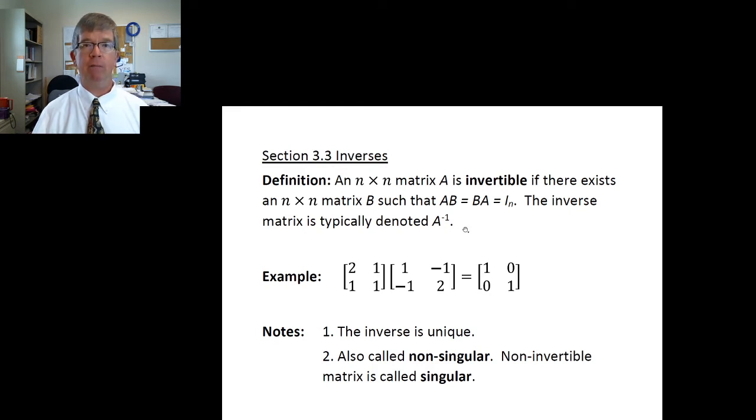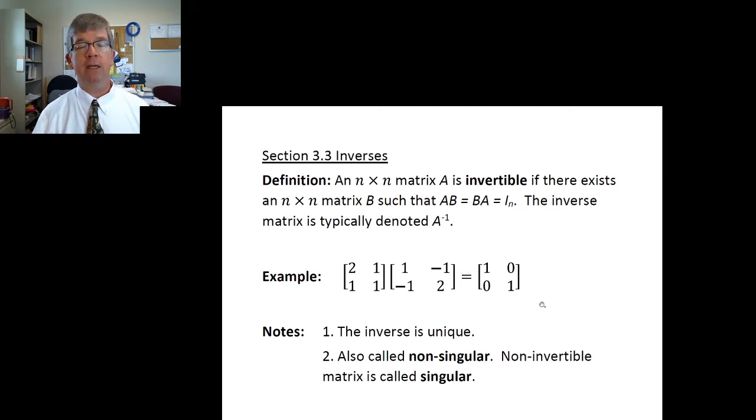So you take a matrix, you multiply it by another matrix, and you get the identity matrix. And for reasons we'll talk about, they've got to be square matrices. So here's a quick example. I'm not going to go through it, but if you multiply the matrix 2, 1, 1, 1 by the matrix 1, minus 1, minus 1, 2, together you will get the identity matrix, a 2 by 2. So a 2 by 2 times a 2 by 2 equals a 2 by 2 identity.